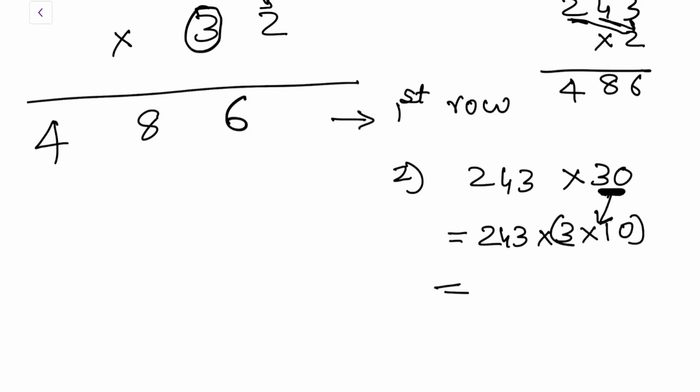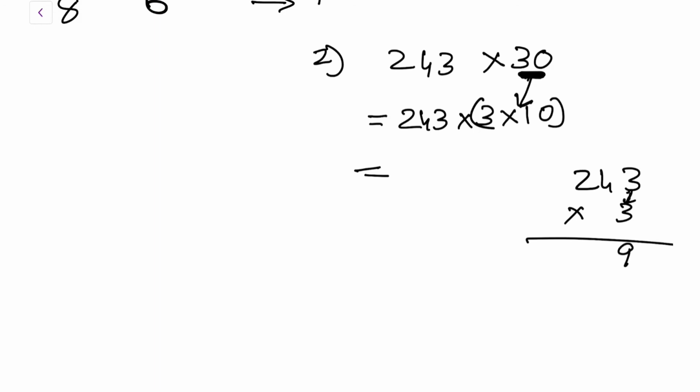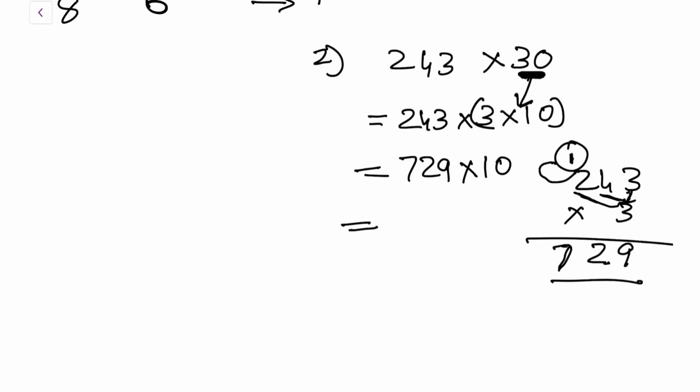Now you just need to do 243 into 3. Alright, how do we do 243 into 3? Come on, do it for me. First step, 3 into 3, 9. Then 3 into 4, 12. 2 comes here and 1 gets carried over. Then 3 into 2, 6. 6 plus 1, 7. 729. So it's 729 into 10. Now when a number is multiplied by 10, the product is the number itself followed by a 0. So you got 7290.